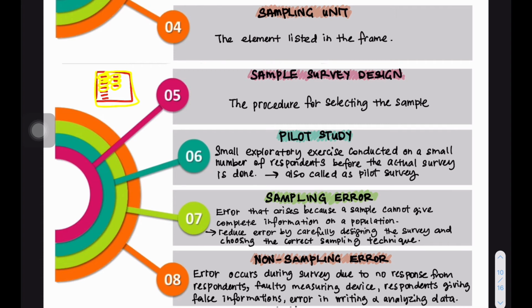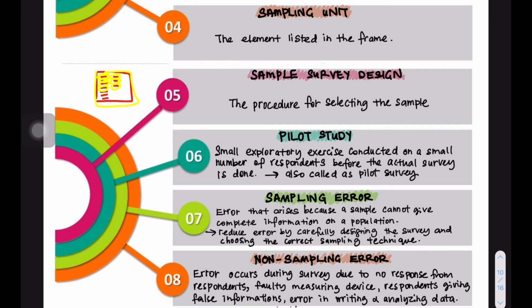Maksudnya kita nak distribute questionnaire. So bila kita buat pilot study ni, eksperimen awal sebelum kita buat betul-betul survey kepada respondent kita, kita dapat kenal pasti kalau questionnaire kita tu ada masalah kat mana-mana. Ada soalan yang tak sesuai ke, ataupun tak cukup soalan ke untuk mencapai objektif kita. So kita boleh tahu daripada pilot study, so that we can improve that questionnaire.